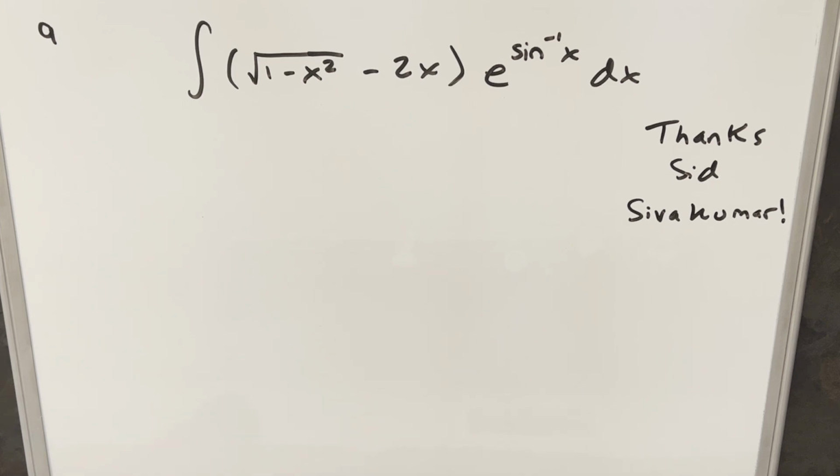Okay, we have another integral. This one was sent to me by Sid. We have the integral of square root of 1 minus x squared minus 2x times e to the arc sine of x dx.